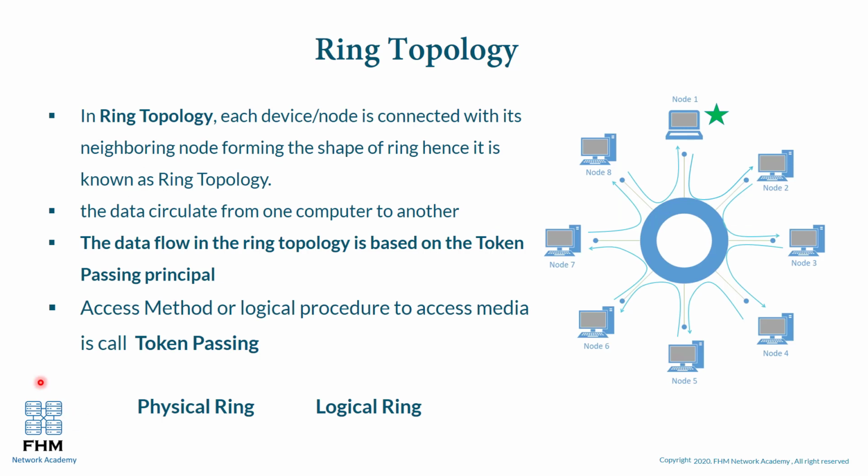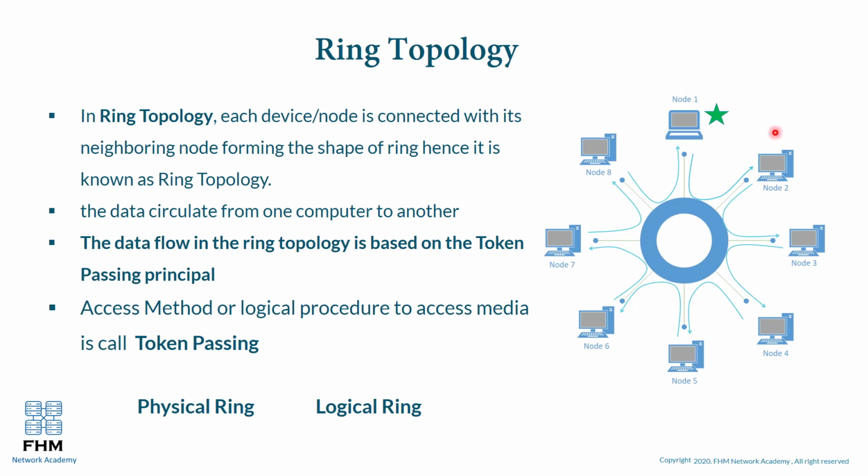Let's talk about the next topology, which is the ring topology. In ring topology, each device or node is connected with its neighboring node, forming the shape of a ring. So it is known as a ring topology. The data circulates from one computer to another.